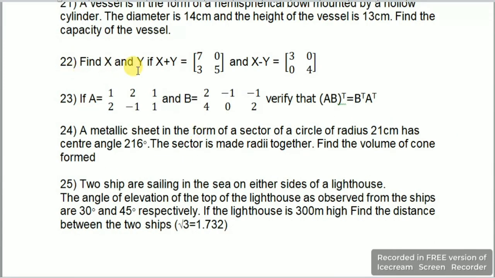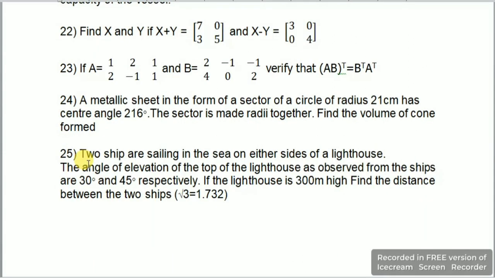22. Find x and y, if x plus y equals matrix of 7 0, 3 5 and x minus y equals matrix of 3 0, 0 4. 23. If A equals matrix of 1 2, 1 2, minus 1 1 and B equals matrix of 2 minus 1, minus 1 4, 0 2, verify that (AB) transpose equals B transpose A transpose.